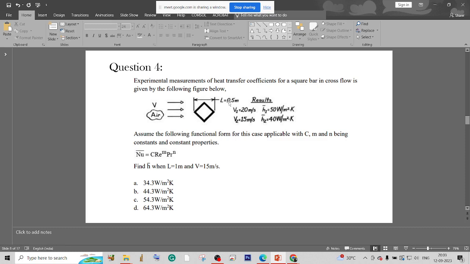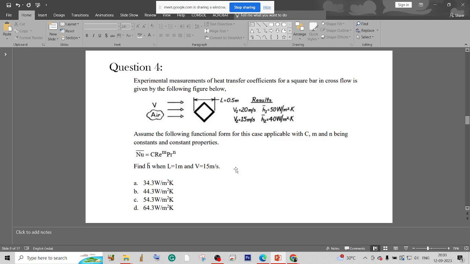Assume the following functional form for this case, applicable with C, m, and n being constants and constant properties. So Nusselt number is some constant times a function of Reynolds number raised to the power m and Prandtl number raised to the power n. We have to find h bar, that is the average heat transfer coefficient, when L is equal to 1 and V is equal to 15 meter per second.